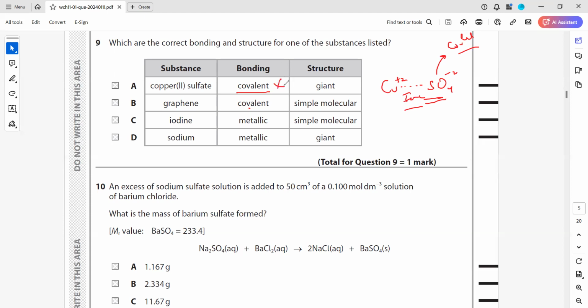Both ionic and covalent. It has a giant structure, but it does not have the right bonding. Graphene has a covalent structure, that's fine, but it does not have a simple molecular structure. It has a giant structure. Iodine is a non-metal, so it will have a covalent bond. So the structure is correct, but the bonding is incorrect. Sodium will have metallic bonding. Remember, metallic, ionic, and giant covalent, or giant molecular or macromolecular covalent structures, are all giant. The three types of structures. So D will be the right answer.